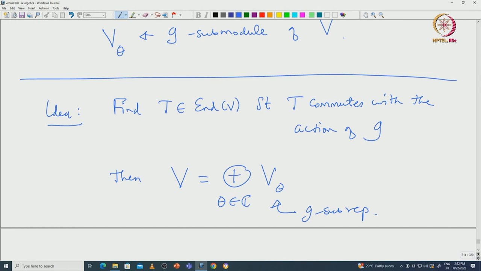This is the idea that we are going to use now in order to prove complete reducibility for SL2. For that, given this SL2 action on V, we need to find an element inside the endomorphisms of V that commutes with the action of SL2C.